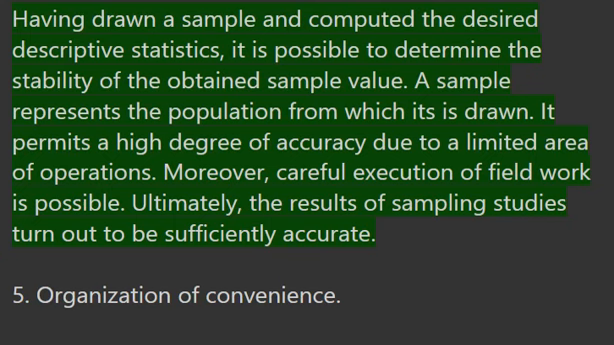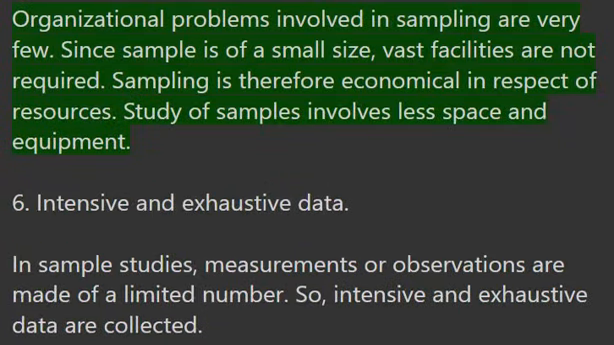It permits a high degree of accuracy due to a limited area of operations. Moreover, careful execution of field work is possible. Ultimately, the results of sampling studies turn out to be sufficiently accurate. 5. Organization of convenience. Organizational problems involved in sampling are very few. Since the sample is of a small size, vast facilities are not required. Sampling is therefore economical in respect of resources. Study of samples involves less space and equipment.